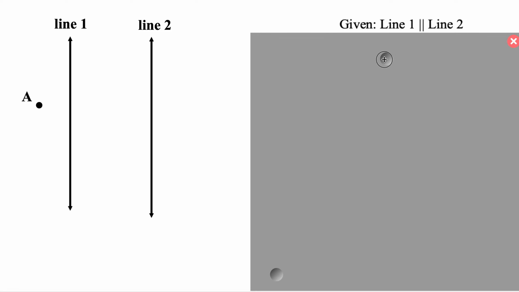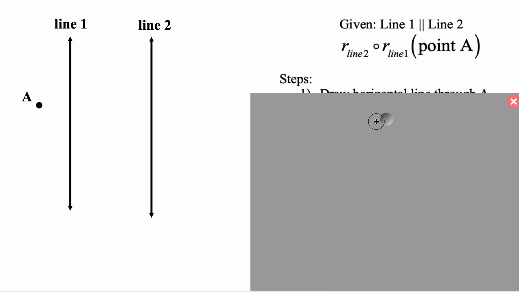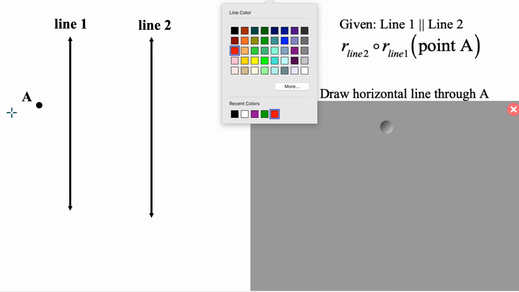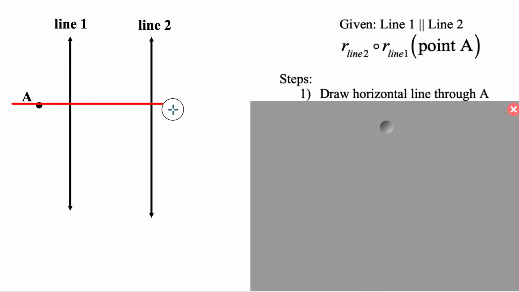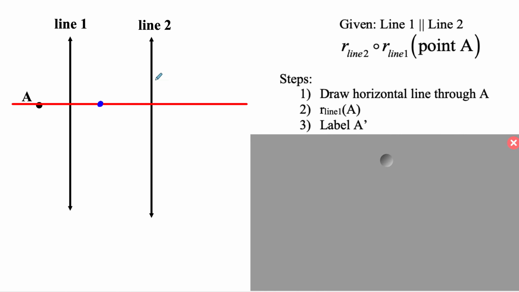So, same given. They're parallel lines, and we're going to do this reflection. Steps, similar. So we're going to go ahead and boldly draw in our horizontal line. That's always a good first step. And you're going to notice that the steps on this are going to be very similar from case to case, okay? Let's use blue. Then I'm going to reflect A over line 1, just going over line 1, so that's going to end up being right around here, yes? I'm going to label it A prime.